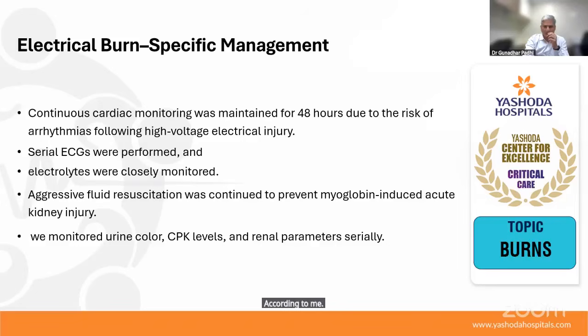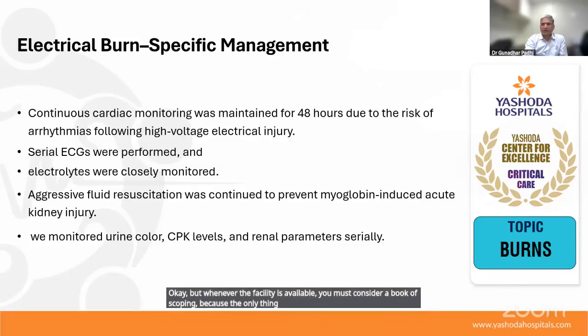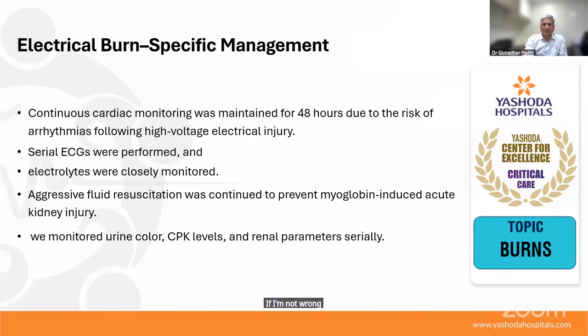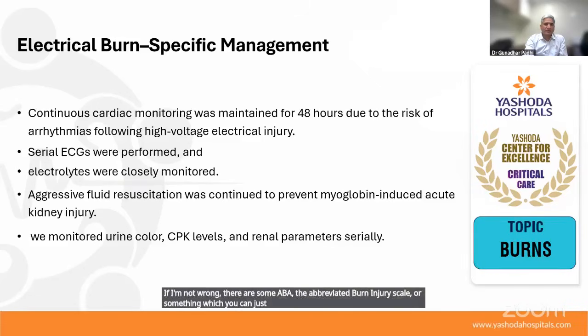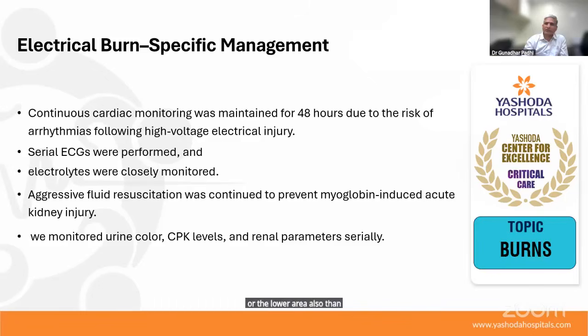Okay, but whenever the facility is available, you must consider a bronchoscopy because it will give you a prognostication model of the injury of the upper airway. There are certain scores which take into account the bronchoscopy grading, like the abbreviated burn injury scale. For medico-legal purposes you can put it on paper because there are four grades: grade 1, 2, 3, 4. Then you can do a follow-up bronchoscopy and know when the patient is not getting extubated or has extensive injury of the upper or lower airway. In those cases it will help you in follow-up.